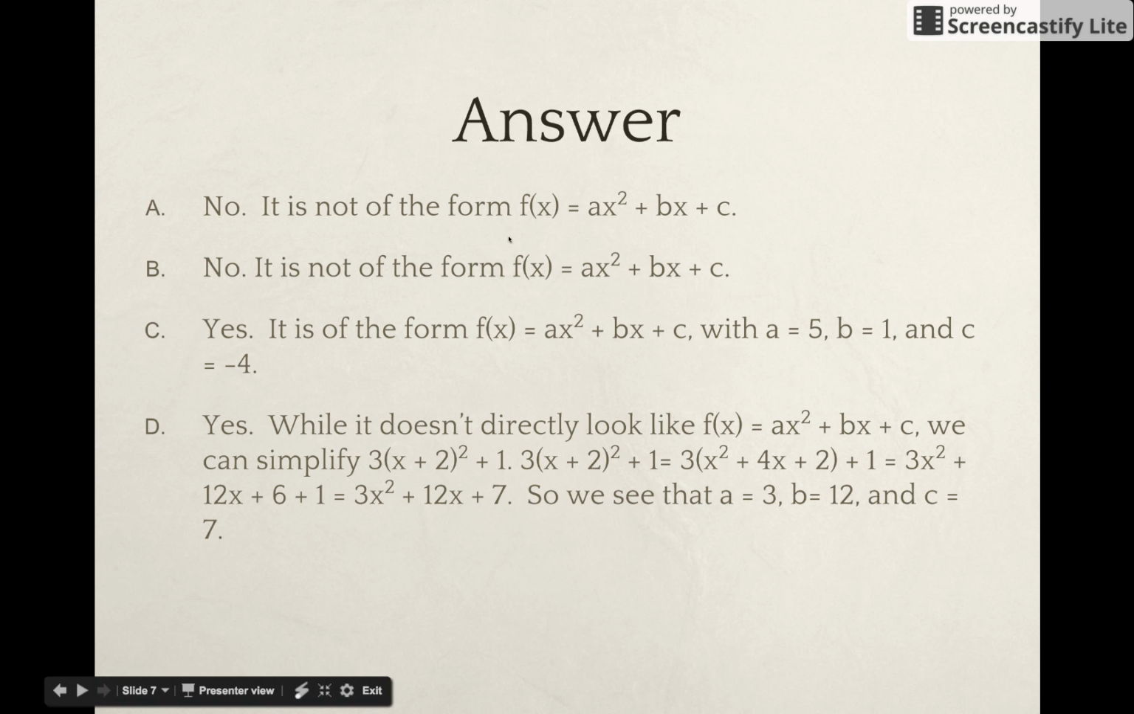Part A is not a quadratic function because it's not of the form f of x equals ax squared plus bx plus c. B is also not a quadratic function because it's not of the form f of x equals ax squared plus bx plus c. We'll scroll back to see both of those functions one more time.